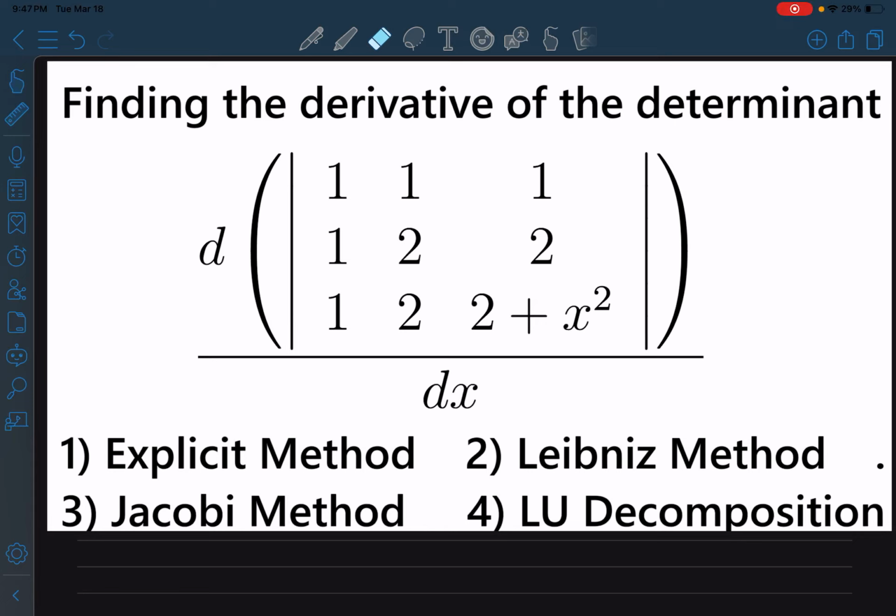Okay, so in this video, we are going to find the derivative of the determinant in four different ways. The first is the explicit method, in which we first find the determinant and then take the derivative. Second is the Leibniz method, in which we differentiate row by row, and we take the sum of all the determinants that are formed. In the Jacobi method, there's an explicit formula: the trace of the adjoint of A times the derivative of the matrix.